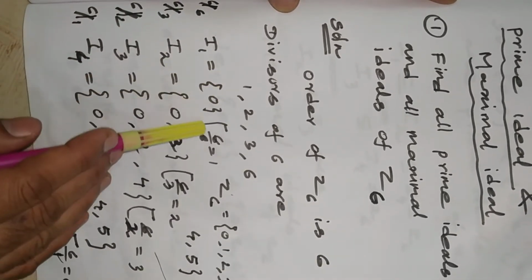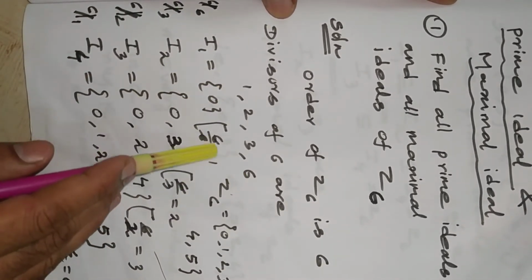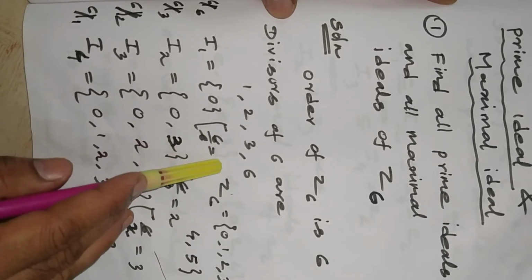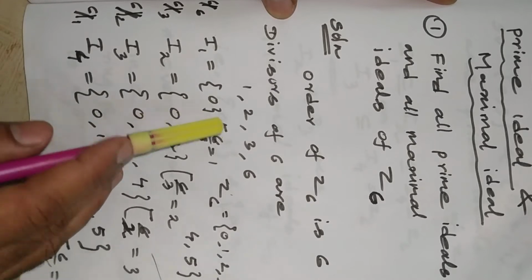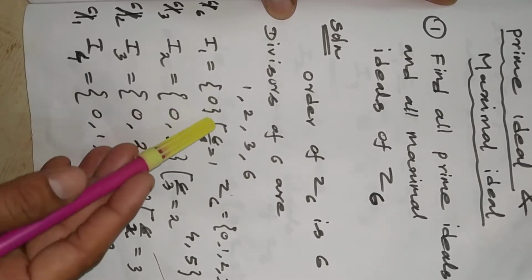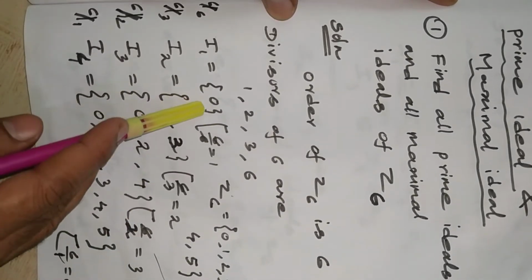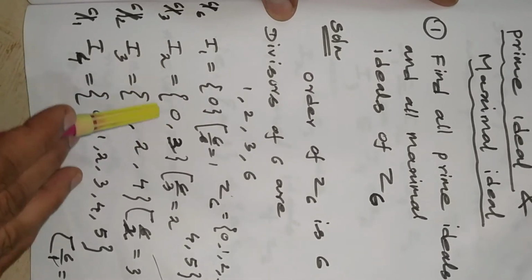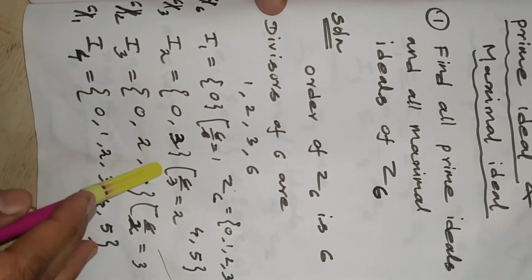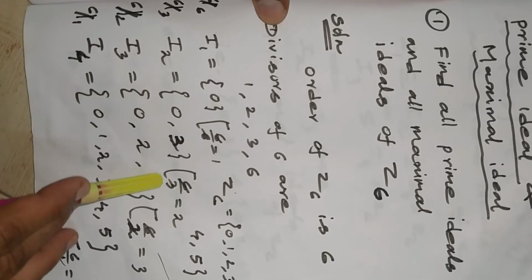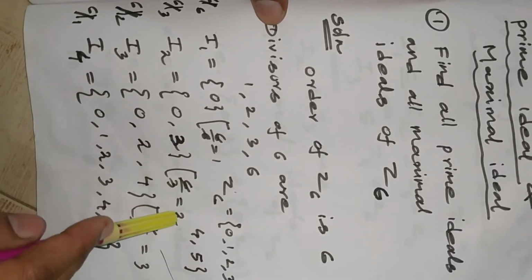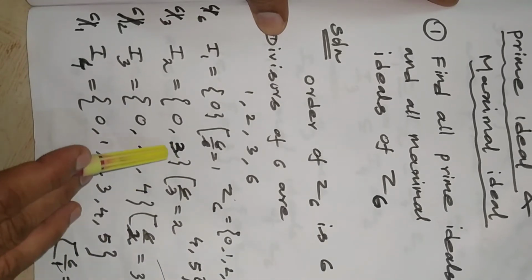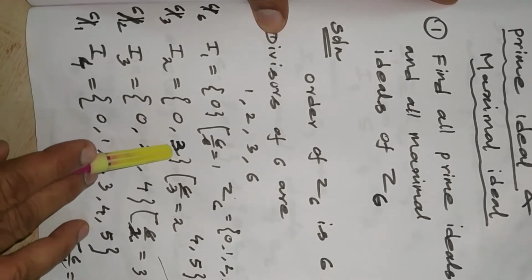So ideal 1 first, I1, where the singleton element is 0. Just now you have seen that singleton 0 is a prime ideal, we know very well. Next, I2, that is 6 by 3, 2 elements. So what are the 2 elements? 0, 3.